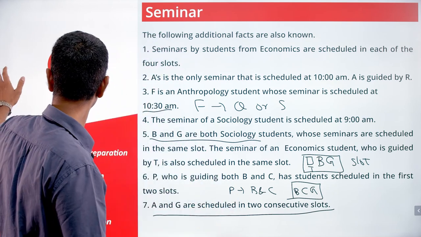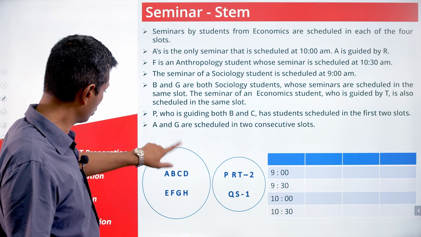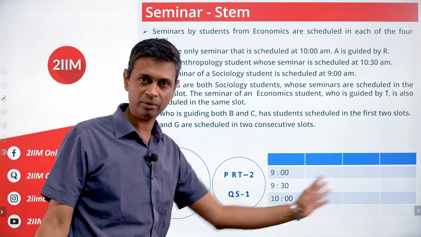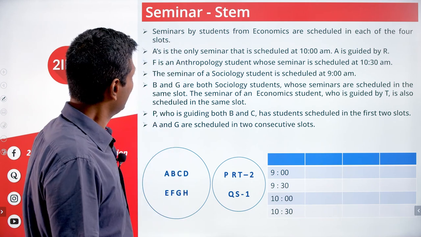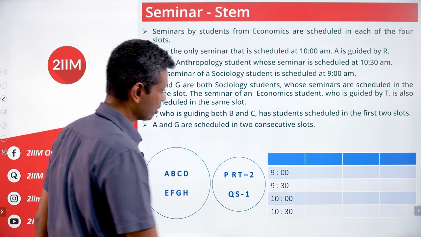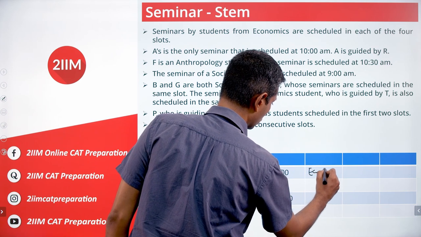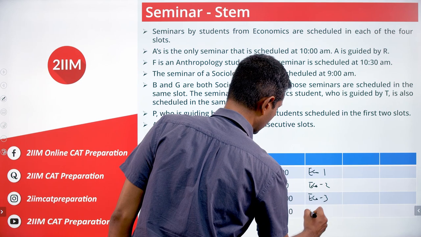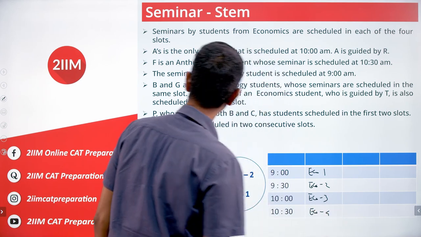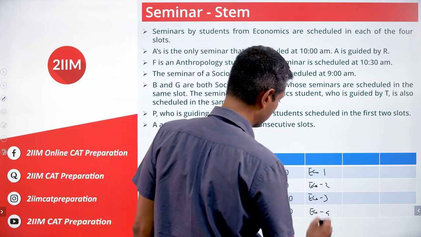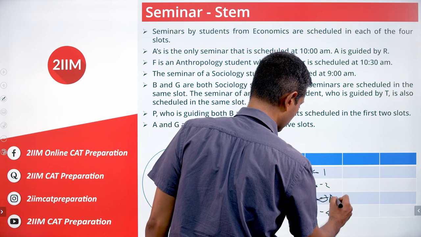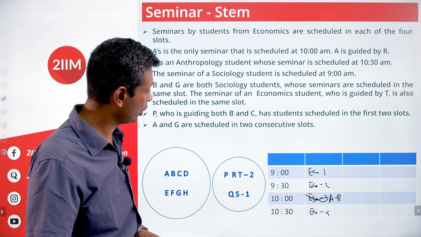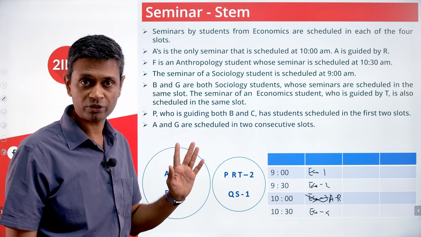I'm going to capture this. I'm going to put the students in one pot, the teachers in one pot, the time slots in one pot, the meeting schedule. And so, economics are scheduled in each of the 4 slots. So, let's say this is economics 1, economics 2, eco 3, eco 4. We know that A is the only one at 10 a.m. So, this is A, guided by R, and A is an economics student, R is an economics professor.